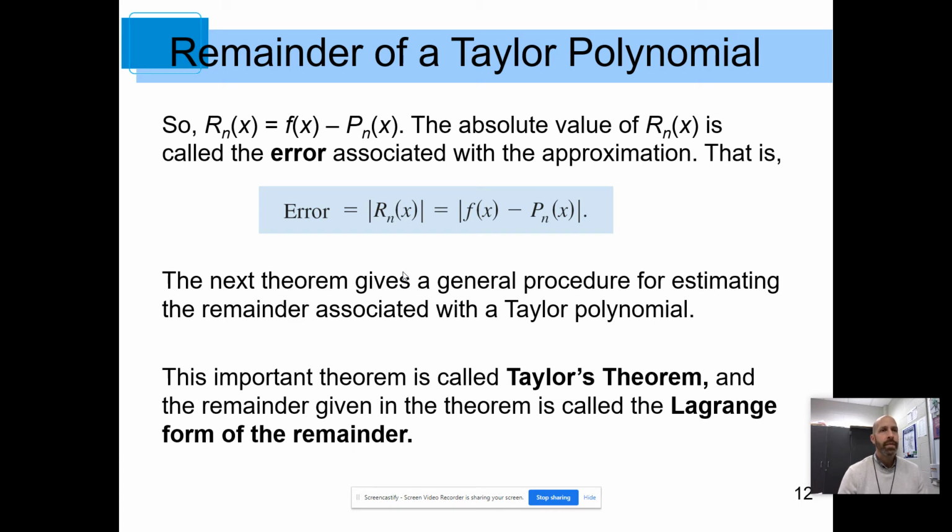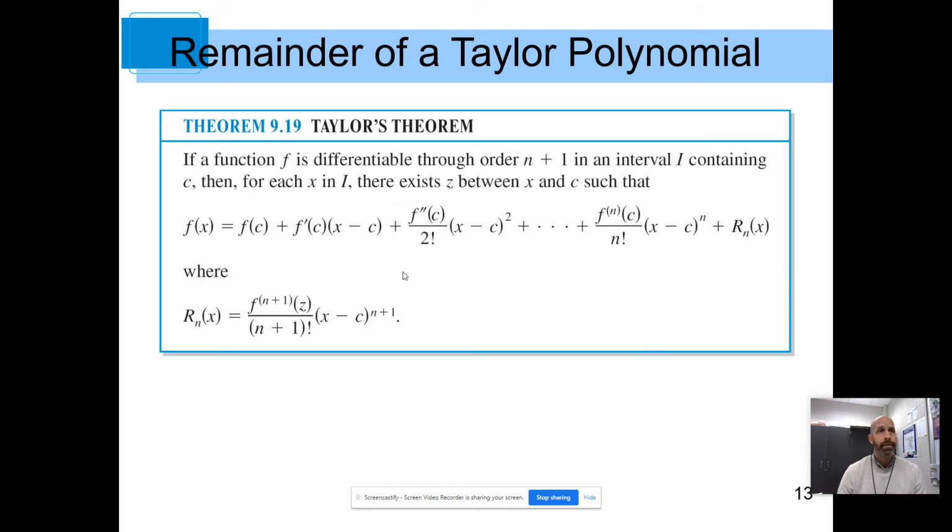The next theorem gives us a general procedure for estimating the remainder associated with the Taylor polynomial. This important theorem is called Taylor's theorem, and the remainder given by the theorem is called the Lagrange form of the remainder. So this is going to be, for those of you that are shooting for 4s and 5s on the AP exam, something you definitely want to star.